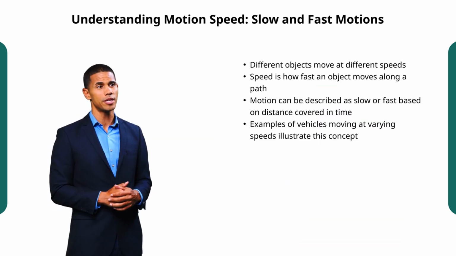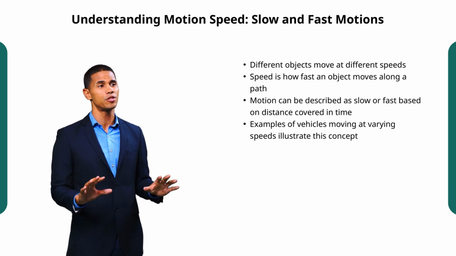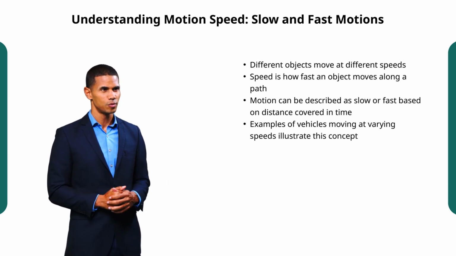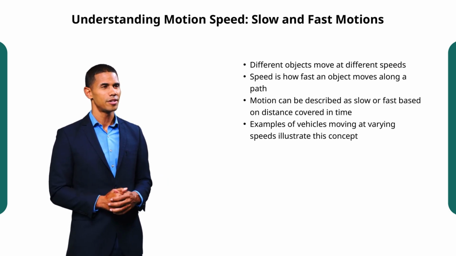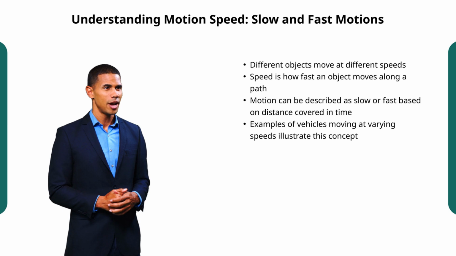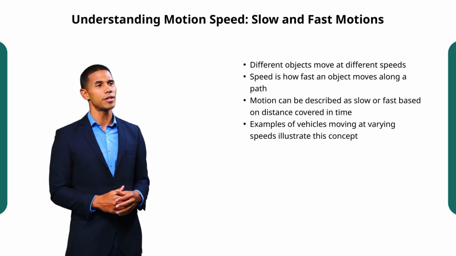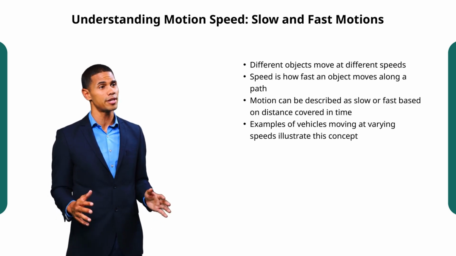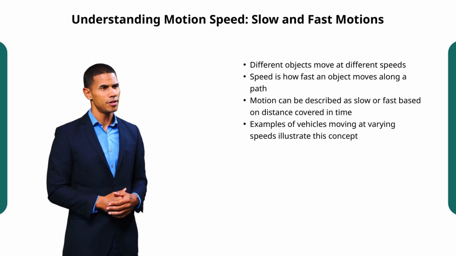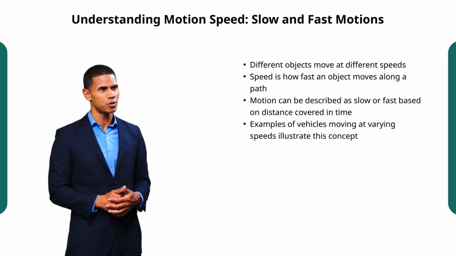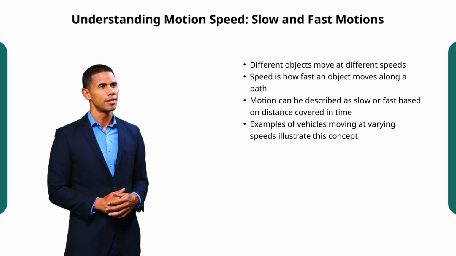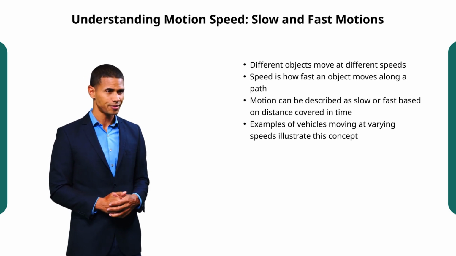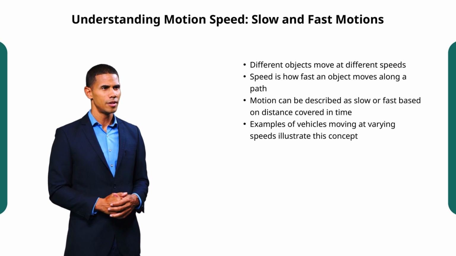Welcome to this intriguing part of motion, understanding slow and fast movements. Every day we see cars, buses, bicycles, and people moving at different speeds. What makes one vehicle faster than another? It's all about how quickly they cover a certain distance. Speed is simply how much distance an object travels in a specific time.